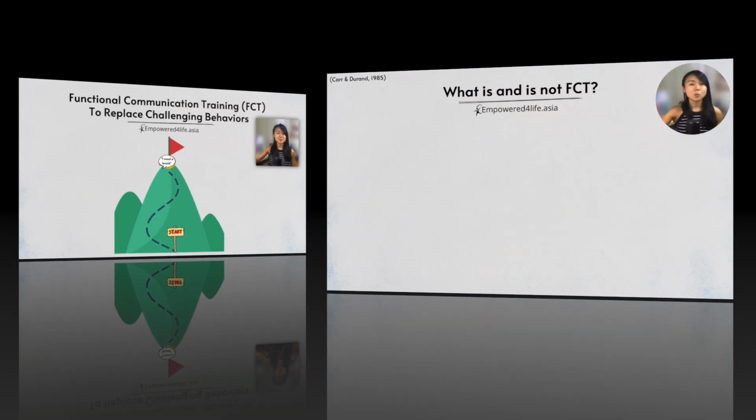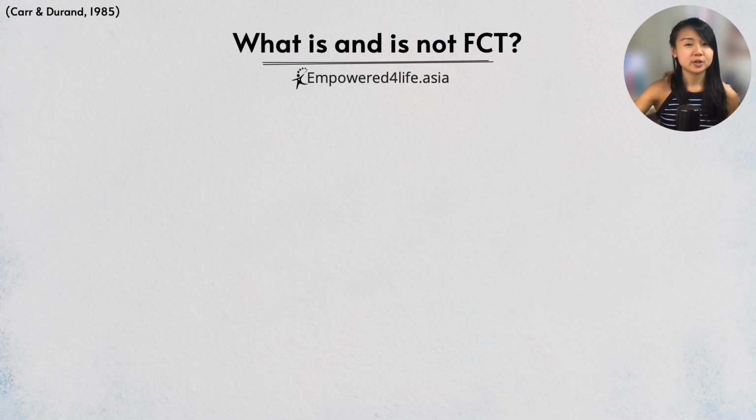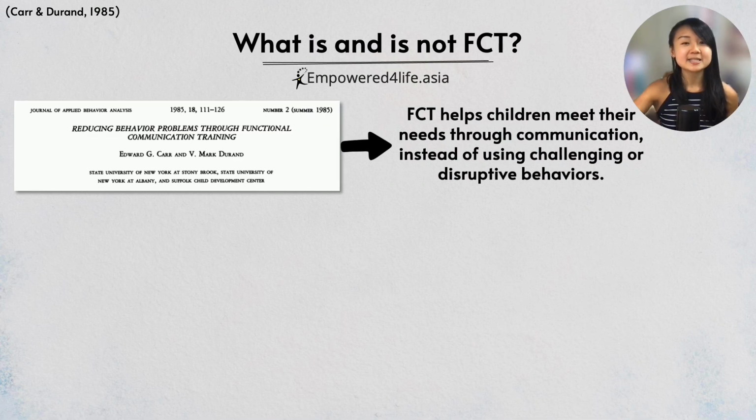So let's start. What is Functional Communication Training, FCT? FCT is a structured approach that teaches children to replace inappropriate behaviors with meaningful functional communication. So basically, it helps to reduce challenging behavior through communication itself.